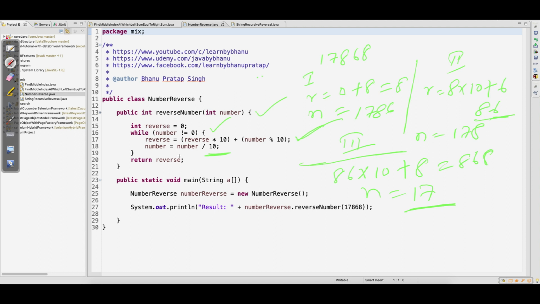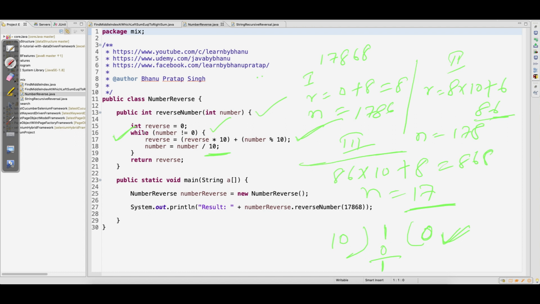In the last step, when the number becomes 1 and you divide by 10, the modulus is equal to 1 and the number becomes 0. That's where the while loop terminates, since the number is not equal to 0 anymore, and that's how you can reverse the number. I believe I made this very simple.